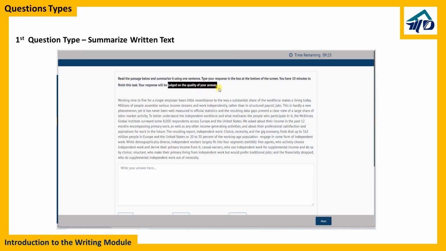So what is the theory behind this particular question type, how to answer, what should be our approach, that I will discuss in the main classes. So this is your first type of question in the writing exam, summarize written text.